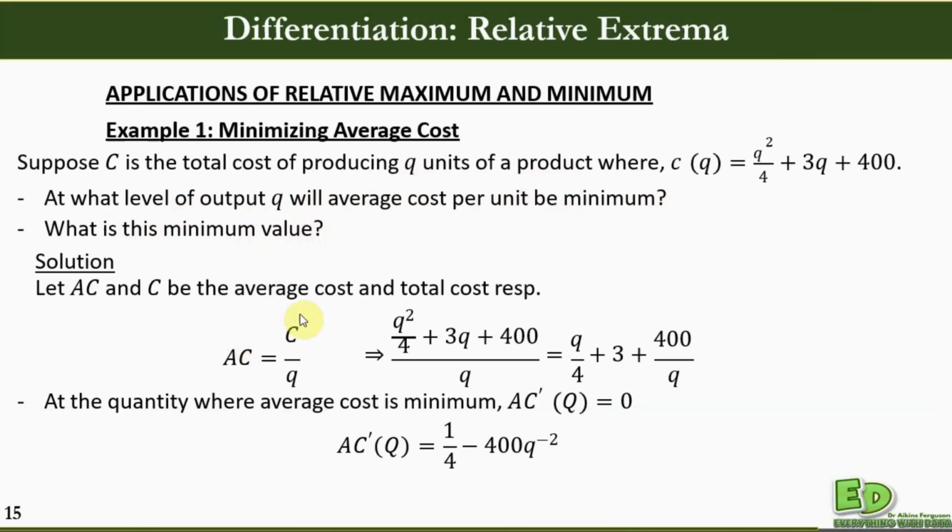We've been given the total cost function to calculate our average cost. We know that average cost is total cost divided by quantity. So we'll just divide this total cost function by quantity. Then we have this function over here, right? Same application as what we did under the extreme value theorem or relative extrema. We have the function now. We are going to differentiate the average cost function we have here and equate it to 0, right?